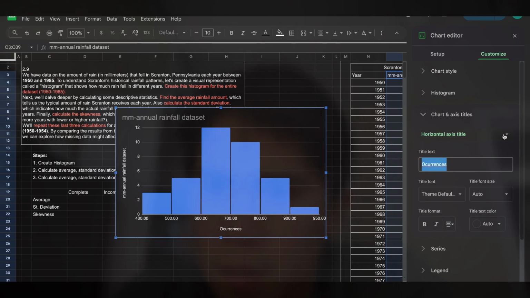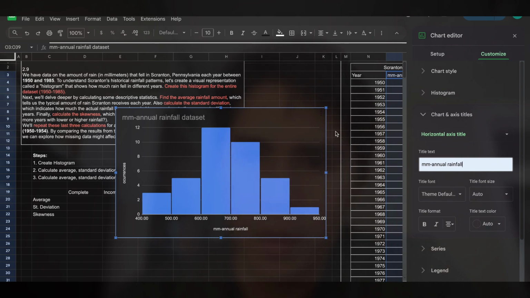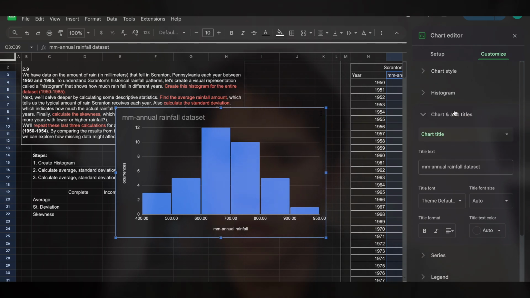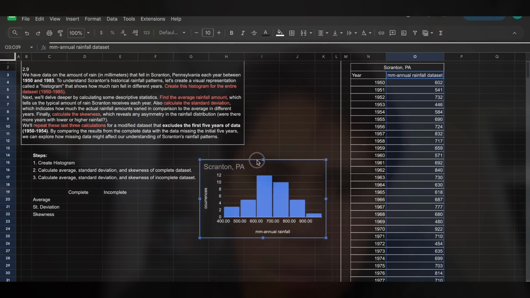These are the occurrences. Okay. And the horizontal one is going to be the millimeters of annual rainfall. And the short title, this is for Scranton. Okay, I think this is good for the first part.